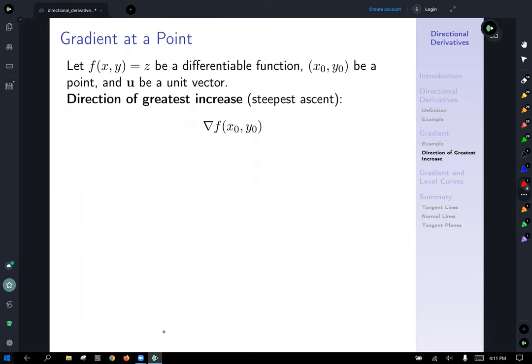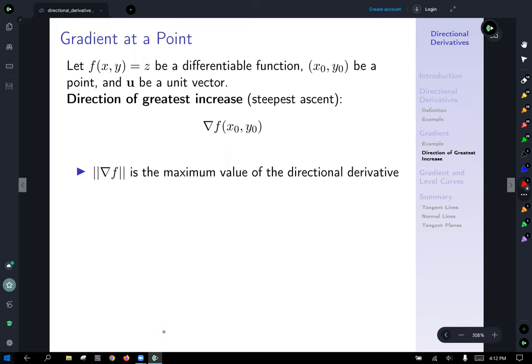So let's look at this a little bit further. f of x, y, and z as usual is a differentiable function, x naught, y naught is our input point, and u is a unit vector. Then the direction of greatest increase is going to be the gradient evaluated at that point, the steepest ascent. If you imagine standing on the surface and you calculate the gradient vector, it's going to point in the direction of steepest ascent, the greatest uphill.